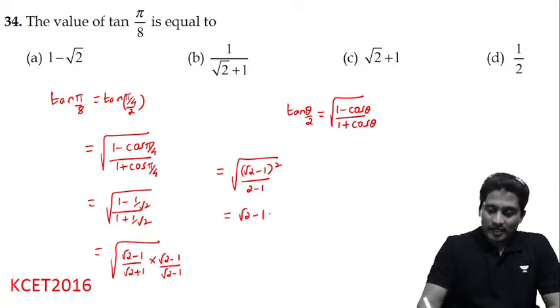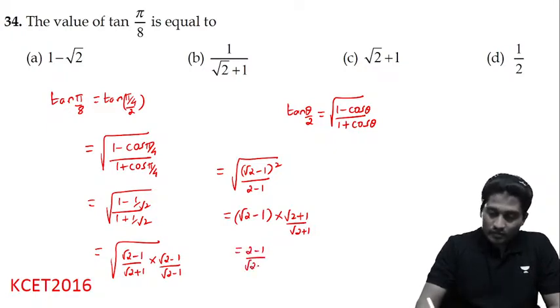Right, so again if I rationalize this, root 2 plus 1 by root 2 plus 1, the numerator will be 2 minus 1 upon root 2 plus 1. 2 minus 1 will be 1, so 1 upon root 2 plus 1. Answer will be option D.